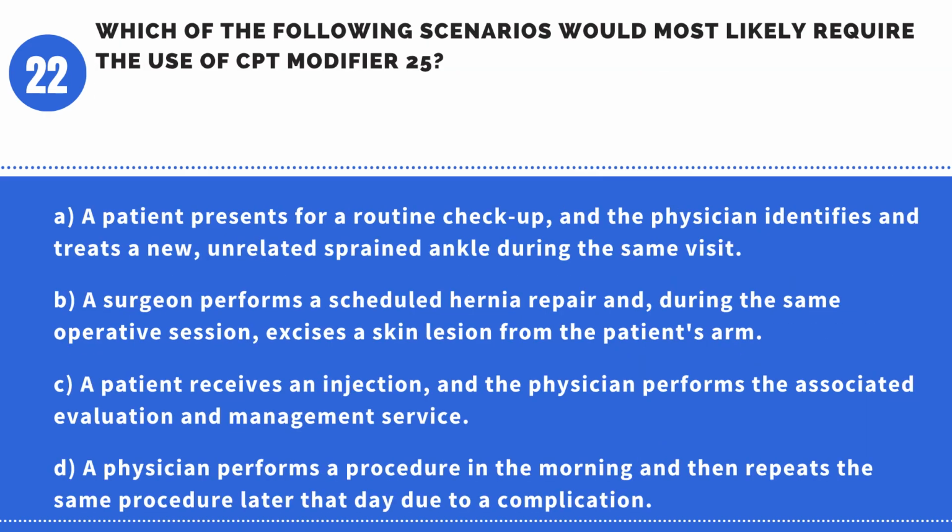Question 22. Which of the following scenarios would most likely require the use of CPT modifier 25? A. A patient presents for a routine checkup, and the physician identifies and treats a new, unrelated sprained ankle during the same visit. B. A surgeon performs a scheduled hernia repair and, during the same operative session, excises a skin lesion from the patient's arm.